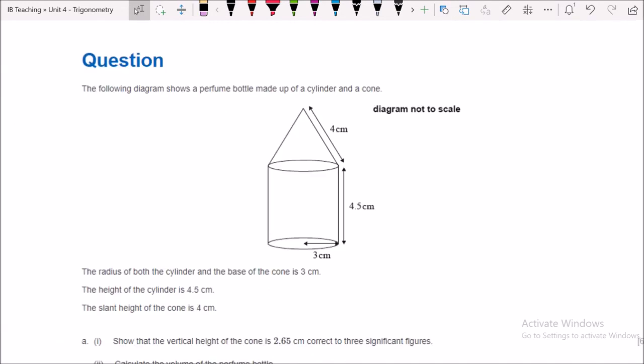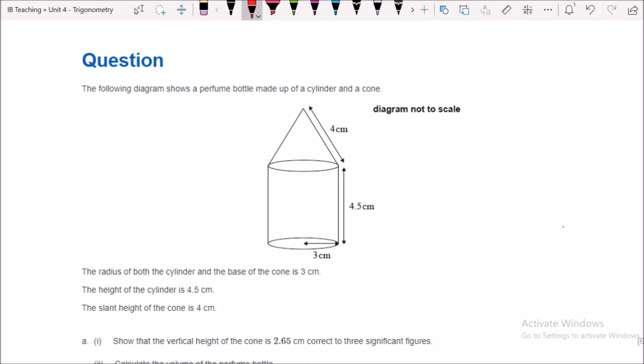All right, new question. The following diagram shows a perfume bottle made up of a cylinder and a cone. The radius of both the cylinder and the base of the cone is 3. Okay, notice they have that on the picture for us. The height of the cylinder is 4.5. They've labeled that for us as well. And the slant height of the cone is 4 centimeters.